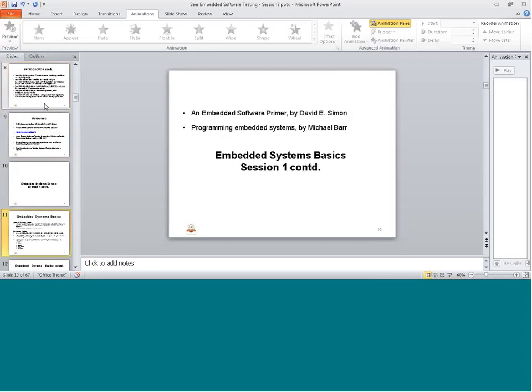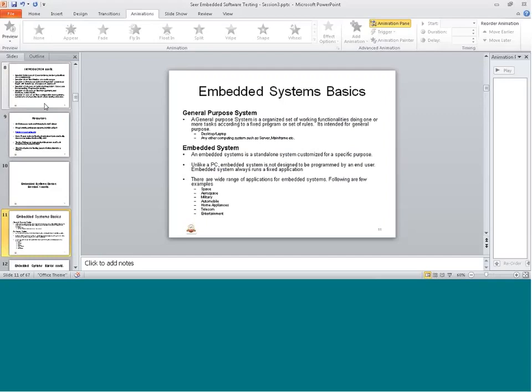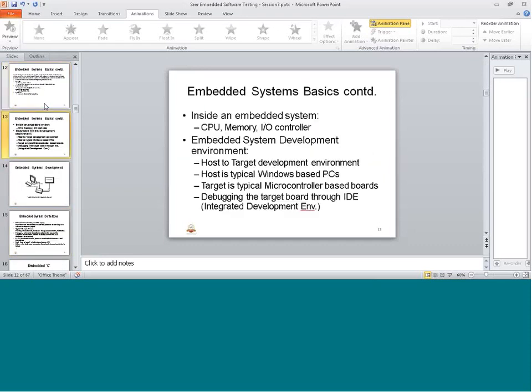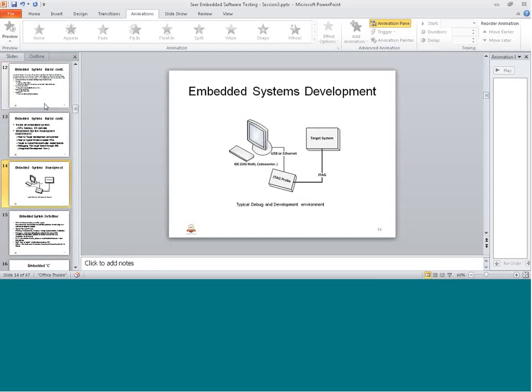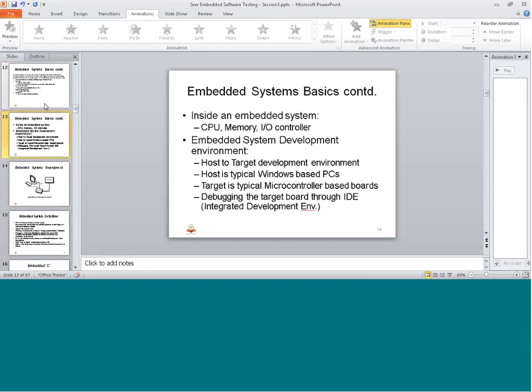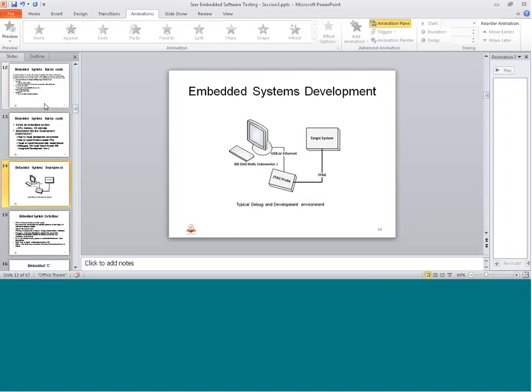And some of the embedded systems basics we have defined. What are the differentiators between general and embedded systems? Also, we had an explanation about the elements of the embedded system. So, what are the contents of the embedded system? A typical embedded system, how it will be organized. Also, we had an understanding of the embedded system development, how the target is connected in terms of the development.